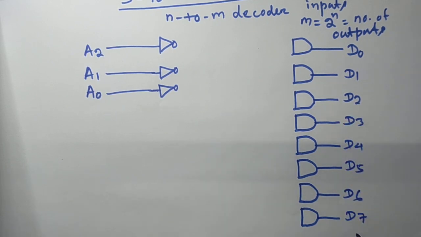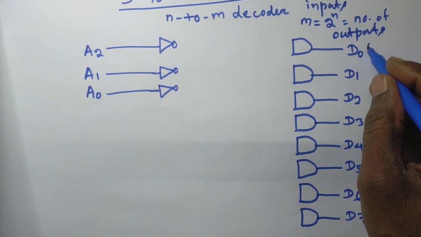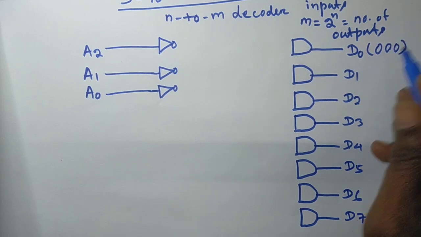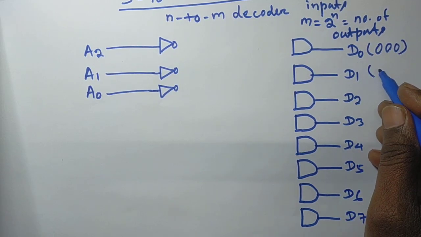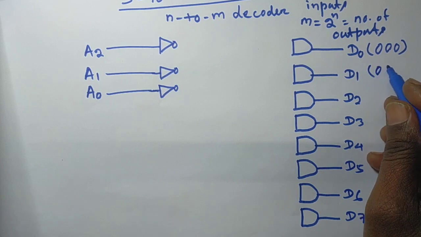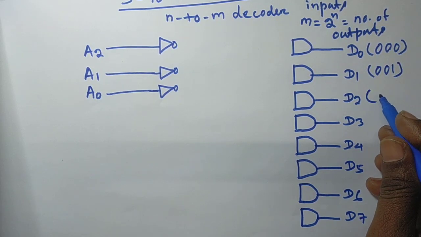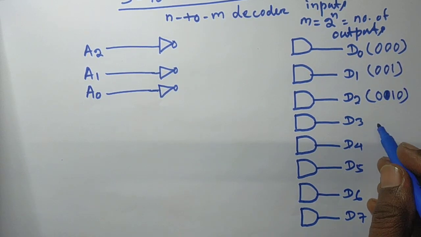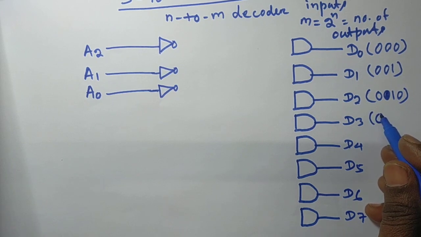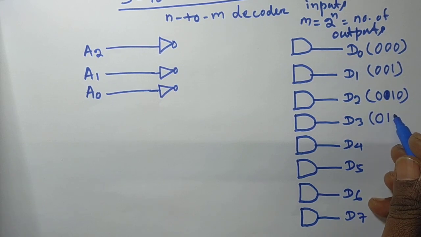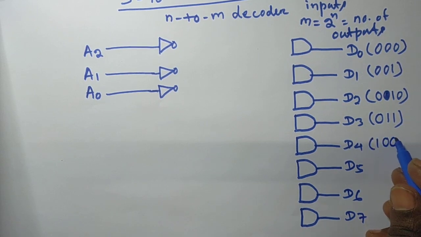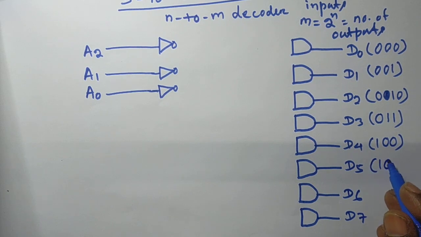Whenever we get data through these 3 inputs, the data can be considered as 0 0 0. Similarly 0 0 1. Very simply, we have already done this last time. So we can also consider 0 1 0, then 0 1 1, next is 1 0 0, next is 1 0 1.